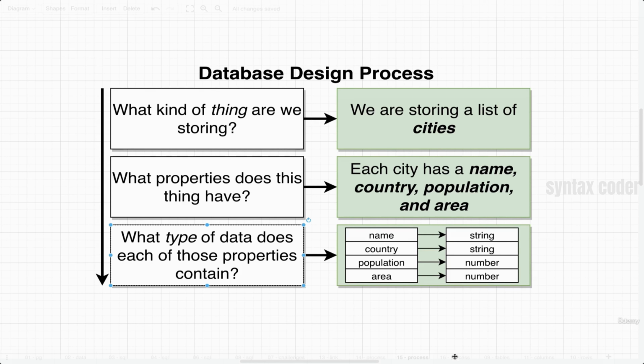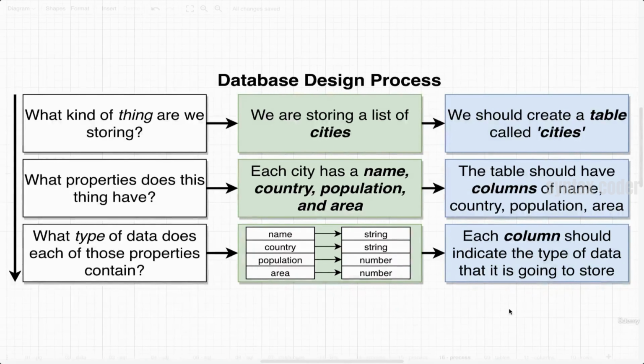We're then going to take each of these 3 answers right here and use them to actually set up our database. So here's what we are going to do with these 3 answers. The answer to the first question right here, we said that we're going to store a list of cities. So we're going to create something inside of our database called a table, and we're going to give this table a name of cities. Let's talk about what a table is very quickly.